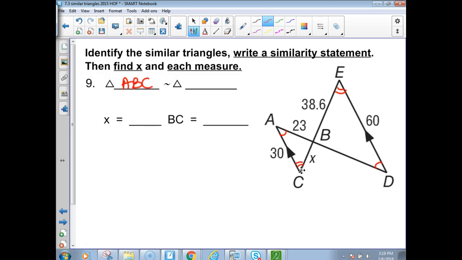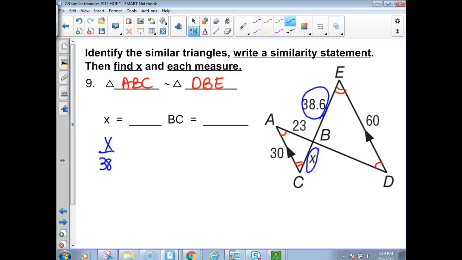I went A to B to C. It would have to be D, and then B, E. Order matters with your letters. Things must correspond properly. All right, I'm going to find X. X is here. What corresponds to X? It's the side with a double arc mark and that goes to the B. So it'd have to be the 38.6.